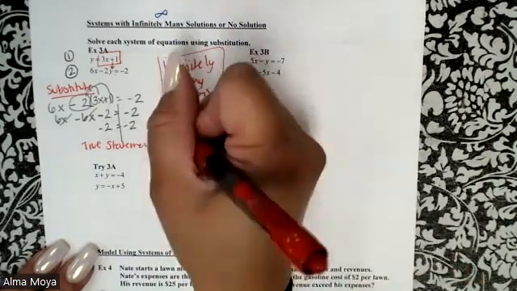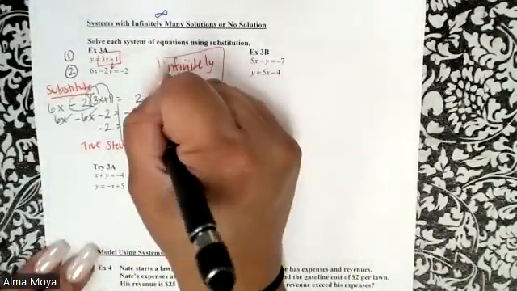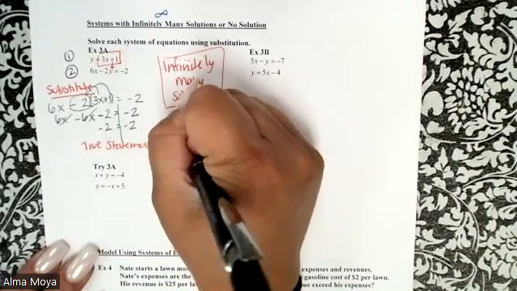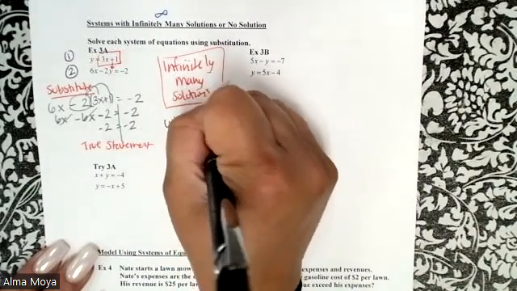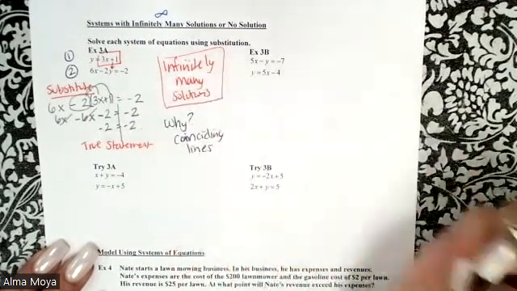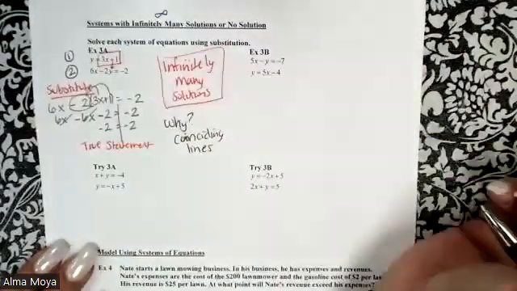Now, what does that mean? That means that these are coinciding lines. They mean that they're the same exact lines. Coinciding lines. They are the same exact line.